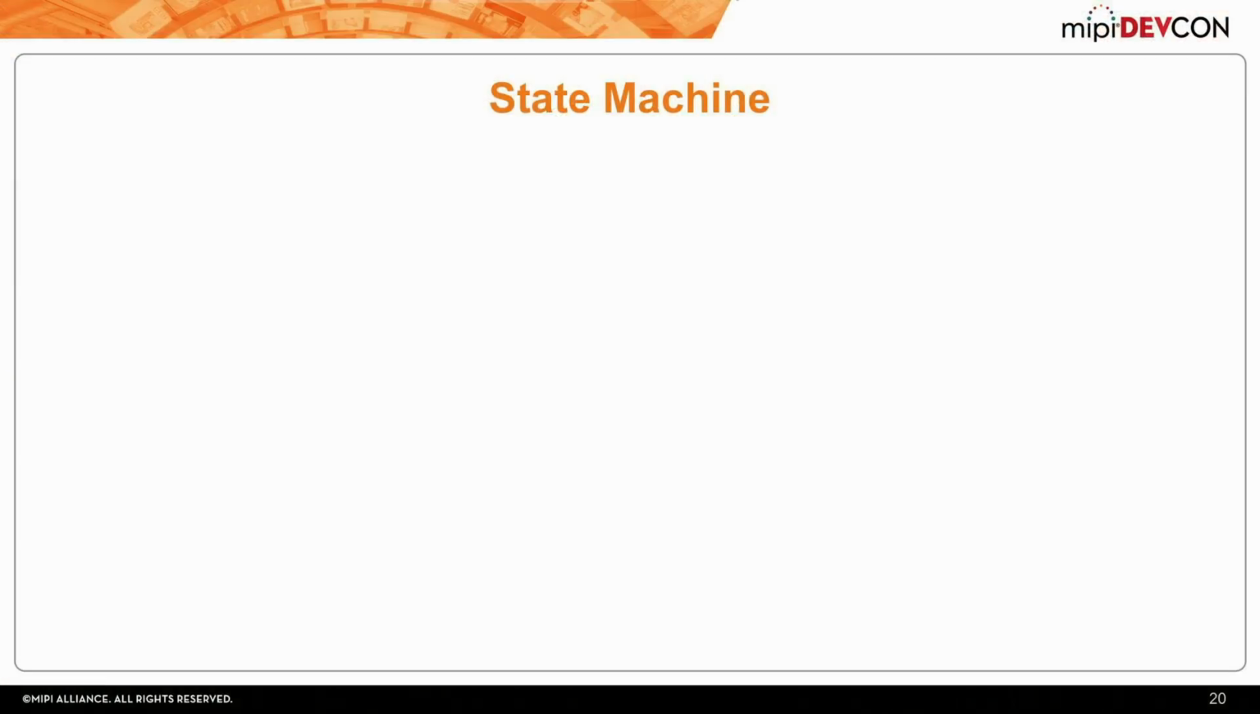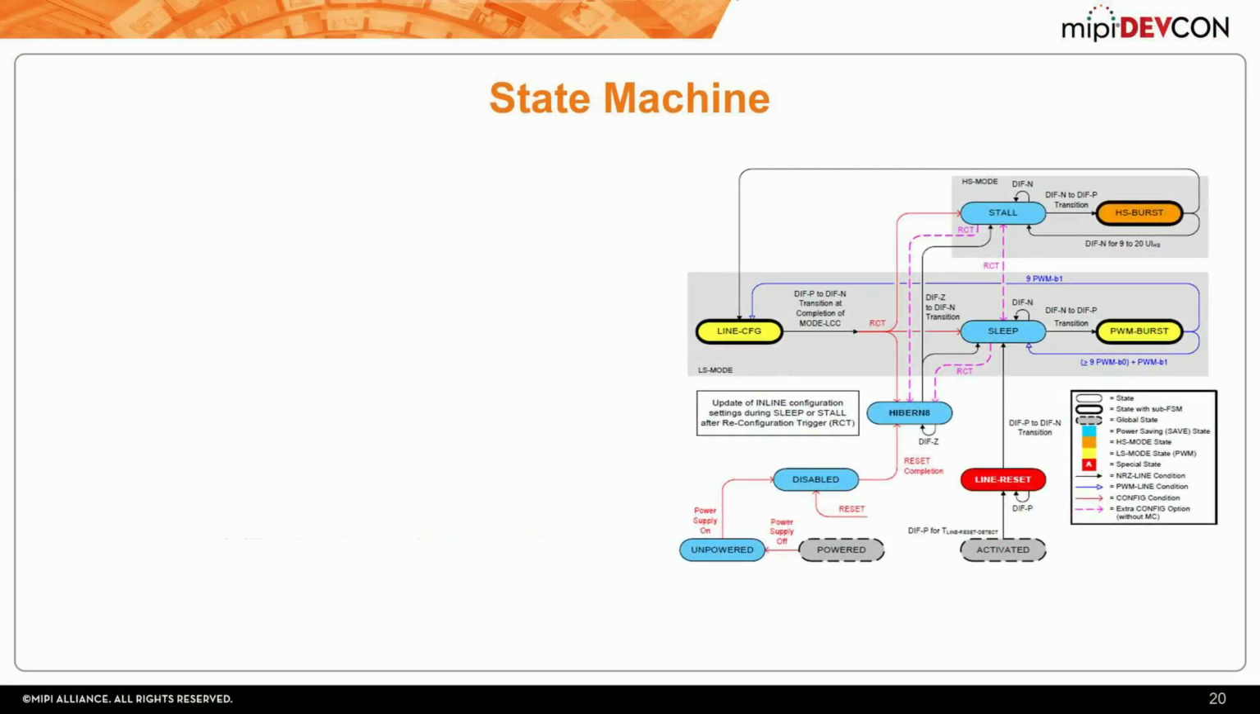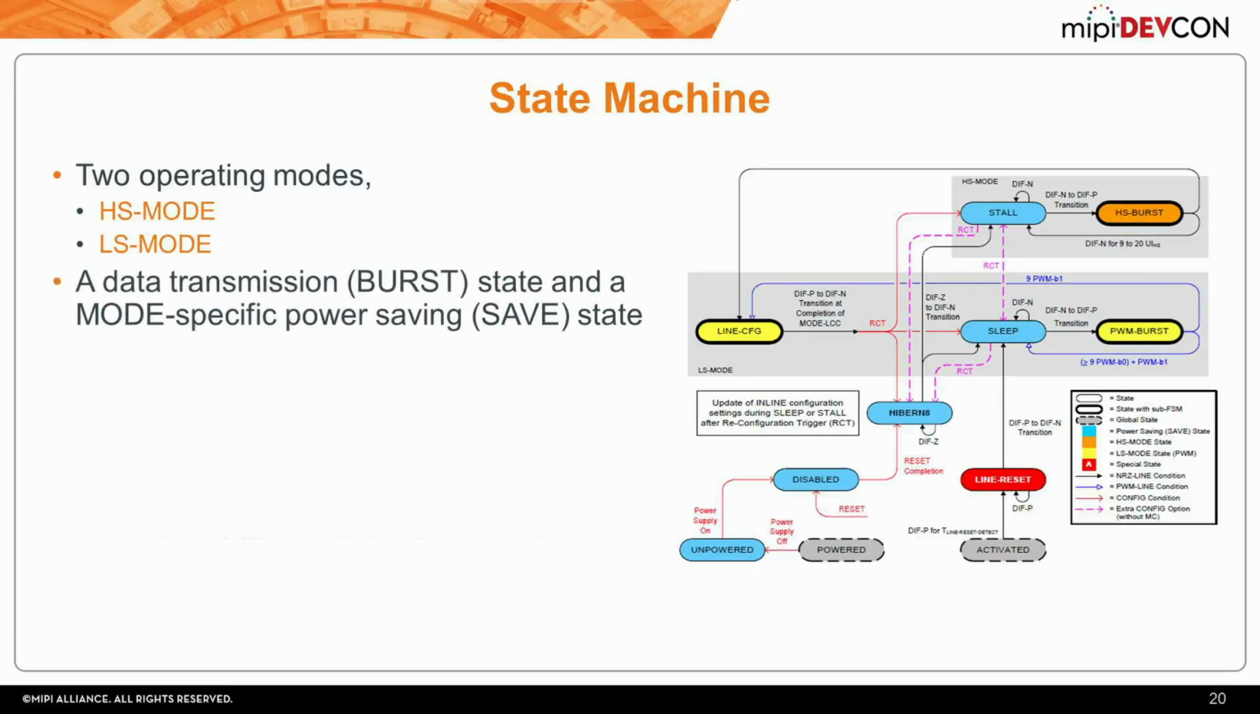So this is the state machine. I think you probably saw this. This is basically from the M-PHY specification. So you saw this in one of the earlier presentations. This is showing the states that the link goes through to actually do the bursts of data. So if I go here, there's the 2 operating modes, low speed and high speed mode. And depending on whether it's low speed or high speed, there's 2 different sleep states. So, but data transmission in M-PHY is done in bursts.